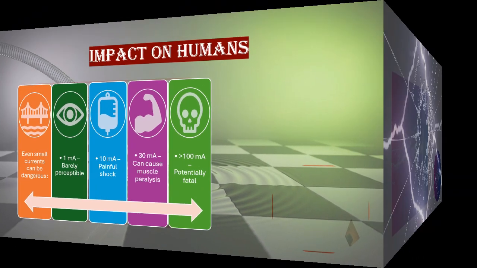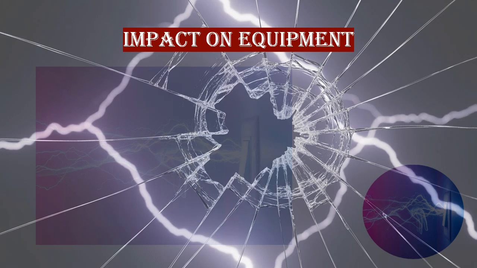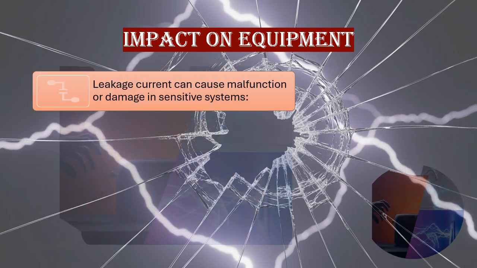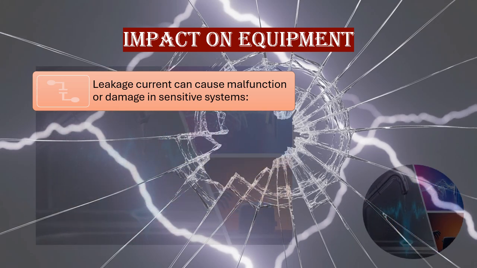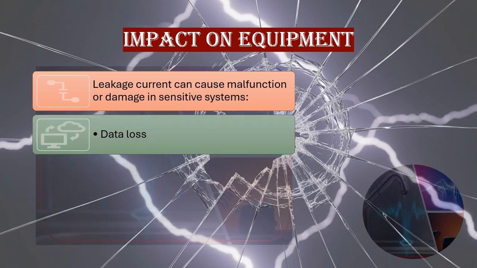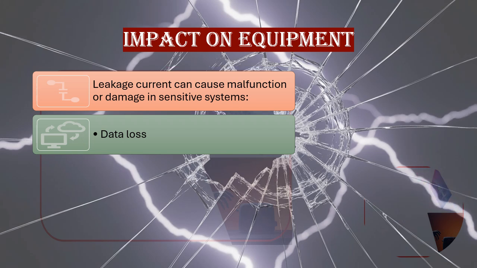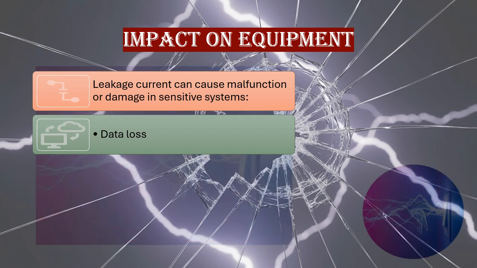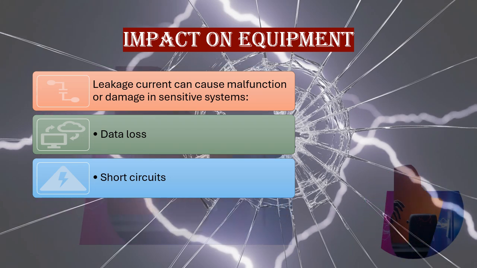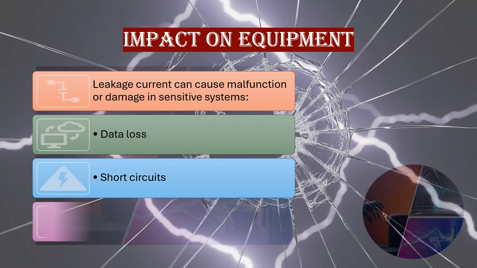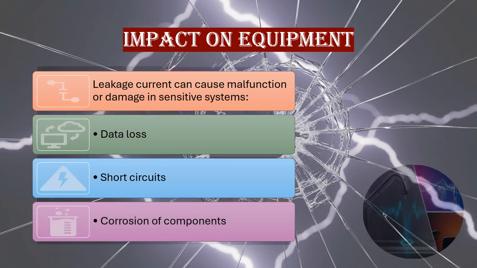Impact on equipment. For electrical and electronic equipment, leakage current can mean reduced reliability or even total failure. Sensitive systems, such as medical or industrial control devices, may malfunction or lose data. Persistent leakage can also lead to corrosion of metallic parts and premature aging of components.